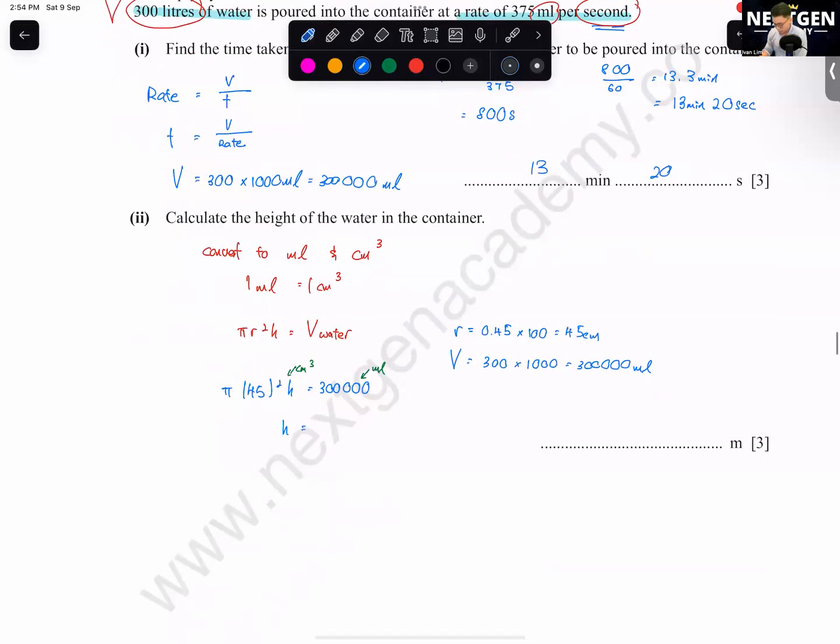Okay, bring everything to the right hand side. Divided by pi 45 square, you'll get 0.472. All right. All good until here? Okay, let's go to question 6.